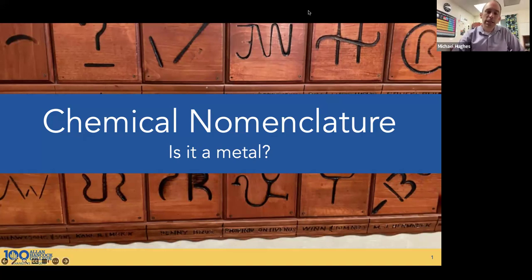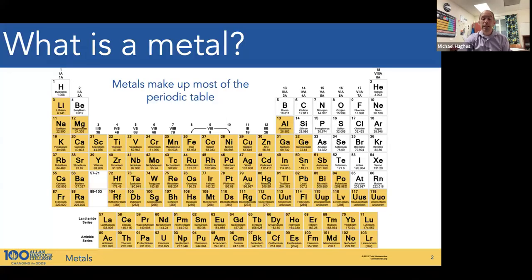Okay, so we're going to continue with our practice in chemical nomenclature. So hopefully you have completed the assignment. Is it a metal? And now you're here to check your answer or work along with me. So here we go. We're going to need a periodic table because we're identifying metals. So we'll use this one. And keep in mind that most of the periodic table, those elements here in yellow, are metals.